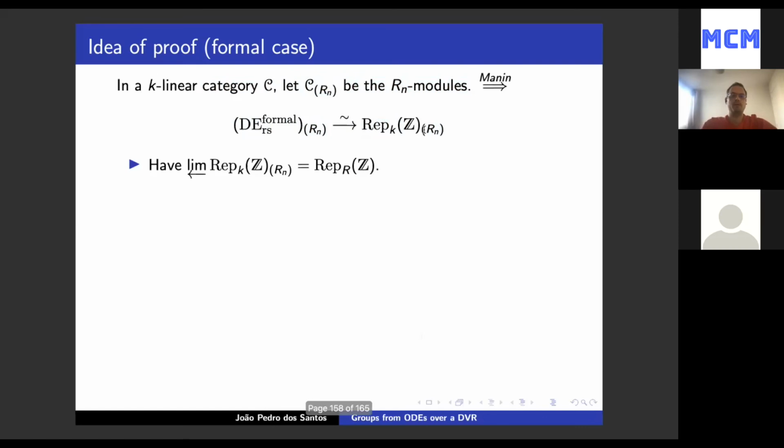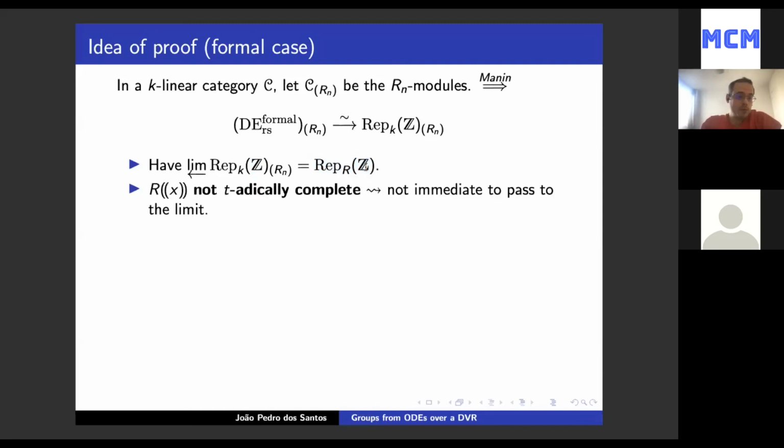Fine. But then if I take limits of Rn modules, what is a representation of Z with an action of Rn? This is compatible, so if you go to the limit, you just get a representation of Z over R. So you can take the limit. But the real point is that here you cannot take the limit on the differential equations part. Why? Because R double bracket T is not t-adically complete. So if you take a limit of Rn x modules, it will not necessarily give you an R double bracket x module. Let me show you just what can go wrong.